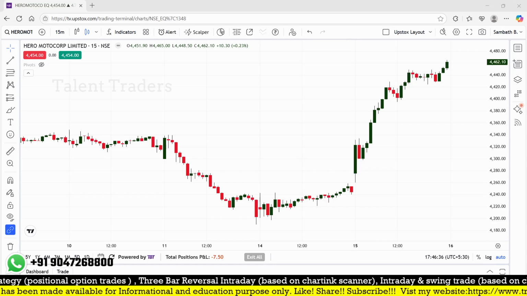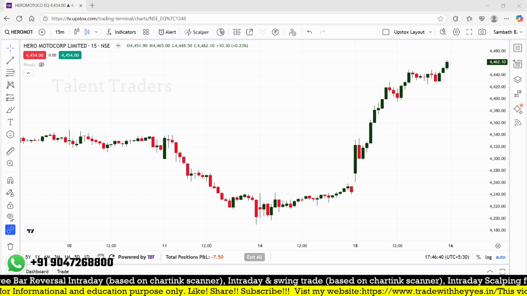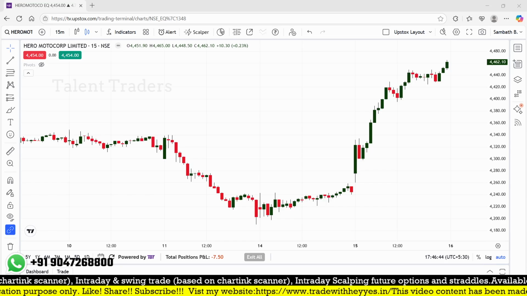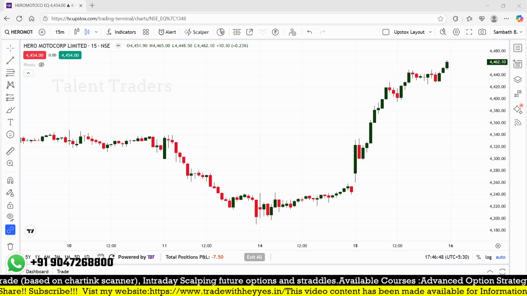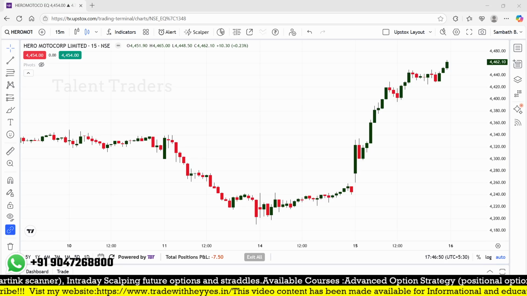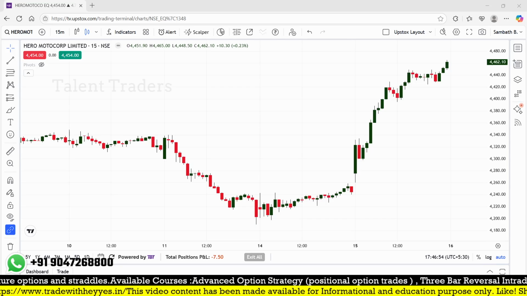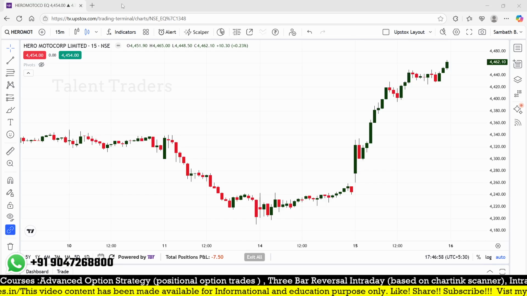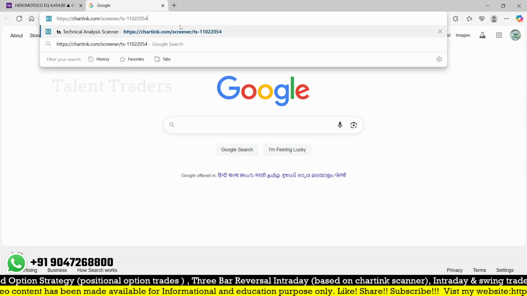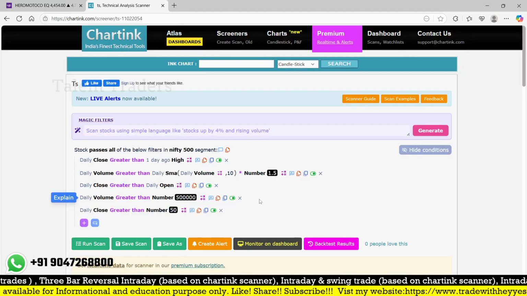In this video, I'm just going to discuss a scanner. One of my premium group members shared it. It looks like it works well, but in real time it was not working well. So I'm going to discuss the scanner in this video. Why is it not working well? Because of the scanner's conditions. I will be pasting the link of the scanner. This is the scanner link I want to discuss here.